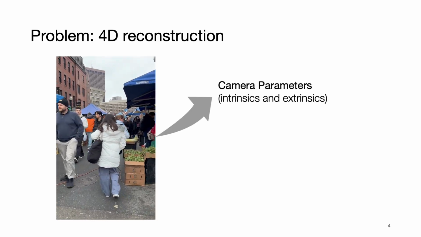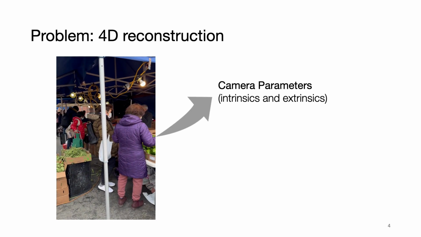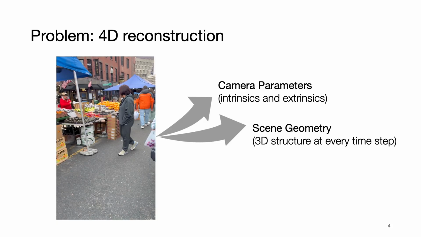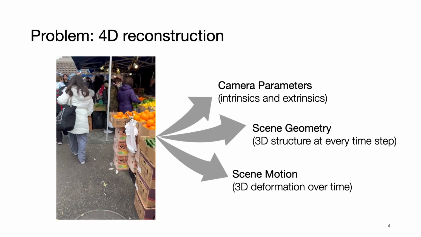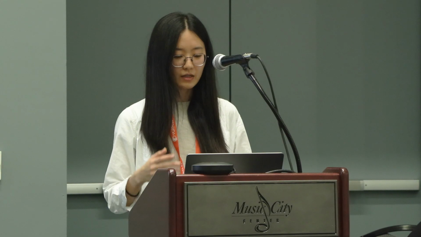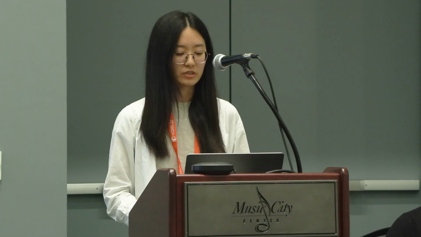The first is the camera parameters, which involve both intrinsics and extrinsics, or how we are moving in the world, and also the scene geometry, the structure of the scene at every time step. And also the 3D scene motion, of how things move in 3D space over time. Now, this is a very challenging inverse problem, and I will walk you through a cartoon animation to illustrate why this problem is so challenging.